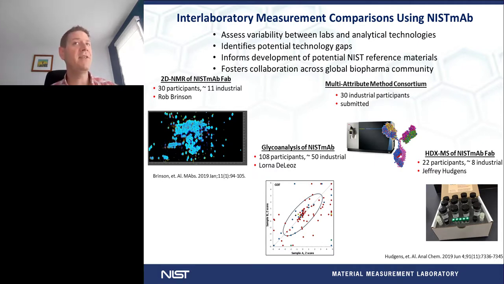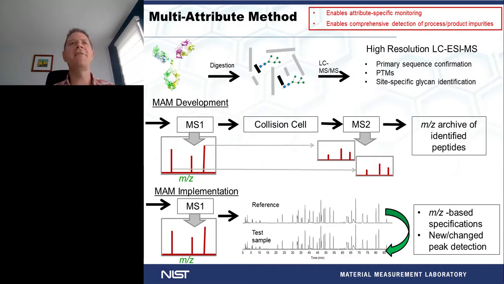It also informs NIST on potential reference materials, and I think most importantly, it fosters collaboration amongst the global biopharmaceutical community to really advance these analytical technologies to the next stage. So most of these have been published. The 2-dimensional NMR, glycoanalysis, and HDX round robin have been published, and I'll share just a little bit of information about the multi-attribute method in that interlaboratory study, which we've recently submitted to MABS and should be available in the next couple months. So first and foremost, what is the multi-attribute method?